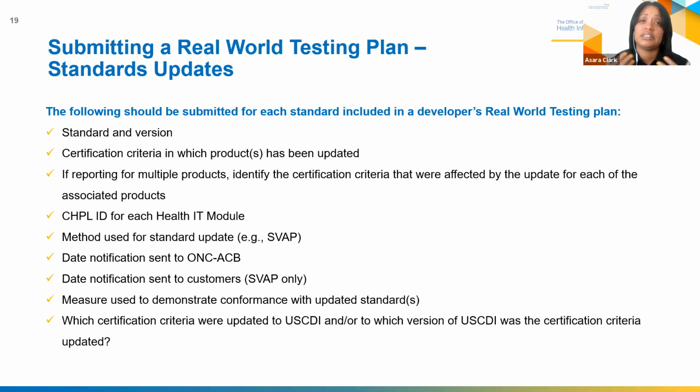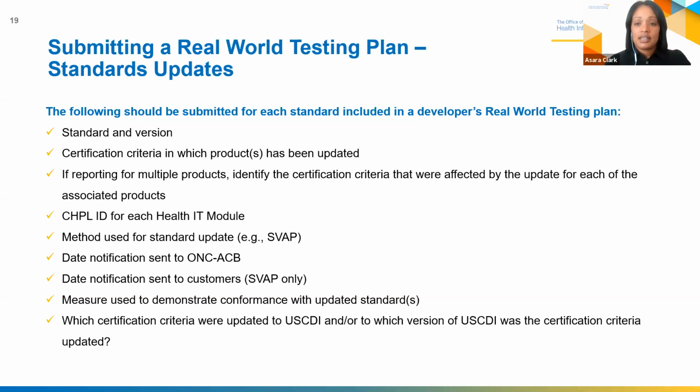The date notification was sent to customers. That is for the standards version advancement process only, as it is a requirement for SVAP. And then the measure used to demonstrate conformance with the updated standard, okay? Remember, the measure has to address all of the certification criteria, the full scope of everything. So you want to identify this and provide that traceability to the measure that's being used for conformance. And then which certification criteria were updated to USCDI and/or to which version of USCDI was the certification criteria updated, okay?